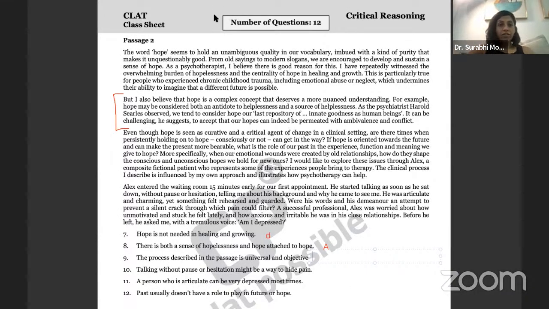So if you look at the third paragraph, the author directly says, I would like to express these issues through Alex, a composite fictional patient, some of the experiences people bring to therapy. The clinical process I describe is influenced by my own approach and illustrations. So the process described is not universal and objective. It is basically the author's own. So the answer for 9th should be option D.